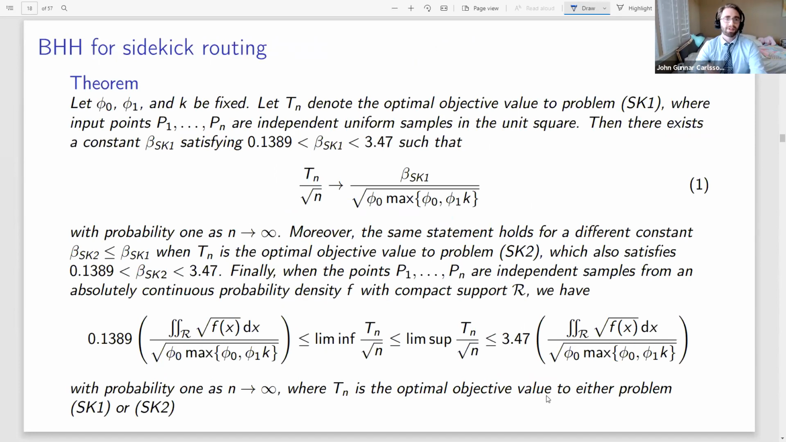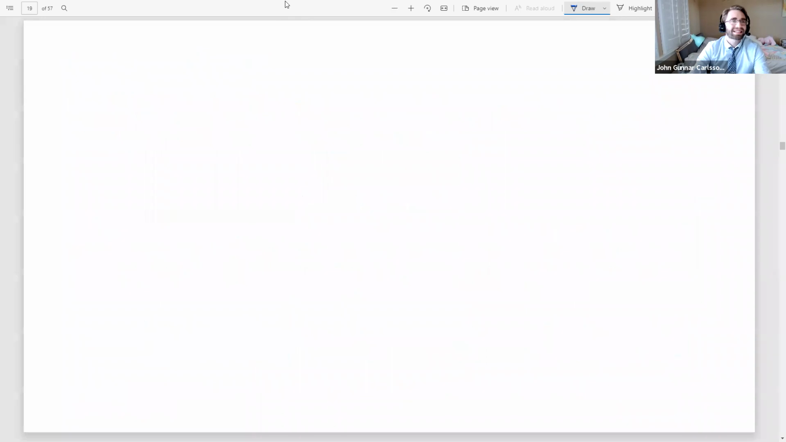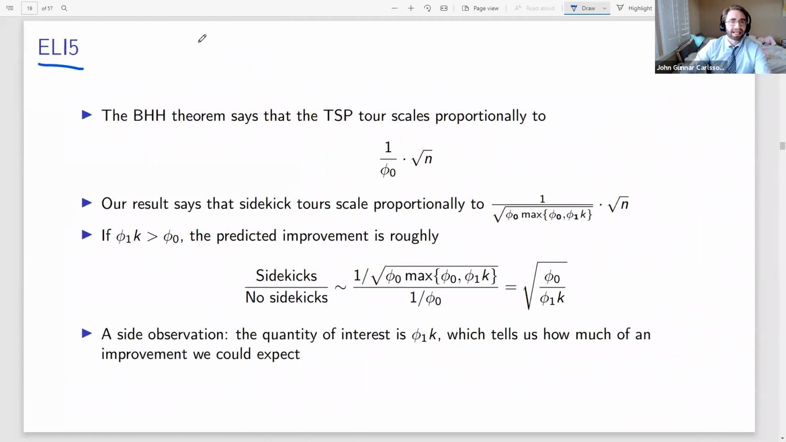So the first theorem I'll present here is from a paper we published in Operations Research a couple of years ago. We tried to come up with our own equivalent of the Beardwood-Halton-Hammersley theorem, but for this sidekick routing problem. The theorem here is a mouthful, so I'm not going to go too much through that. This is the statement of the theorem. On the next slide, I've got an explain like I'm 5 type expression here, and if you use Reddit or whatever, you might know that term.